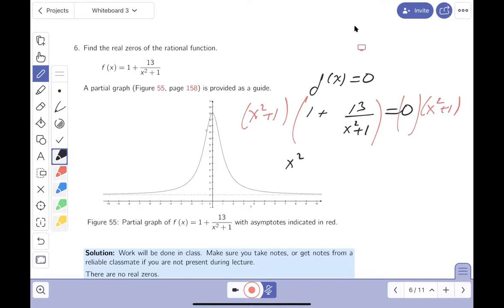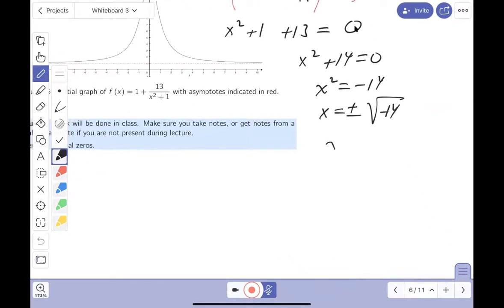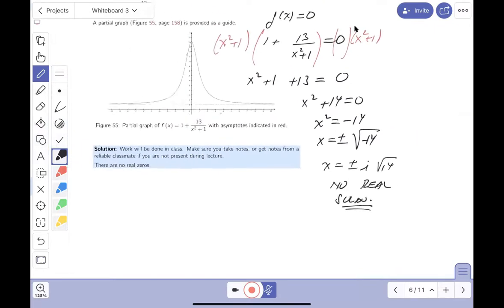x squared plus 1 plus 13 is equal to 0. x squared plus 14 is equal to 0. x squared equals minus 14. x equals plus or minus, from the square root rule, the square root of minus 14. And what do I know about that? That's a complex number. So it's plus or minus i root 14. And I'm going to say there's no real solution to this problem. What does that mean? There are no zeros. All right.